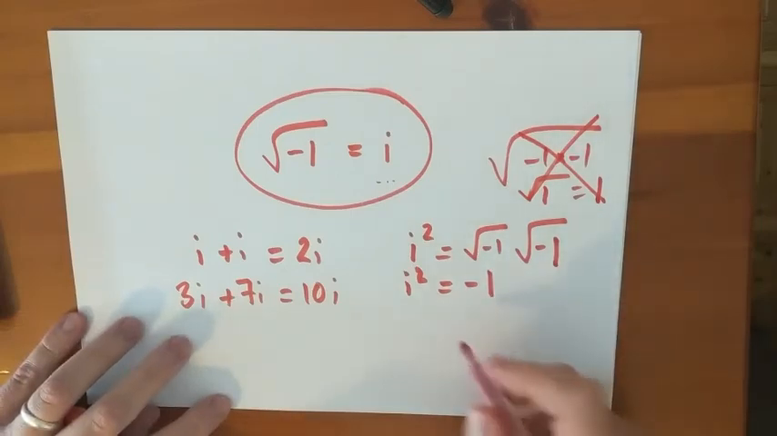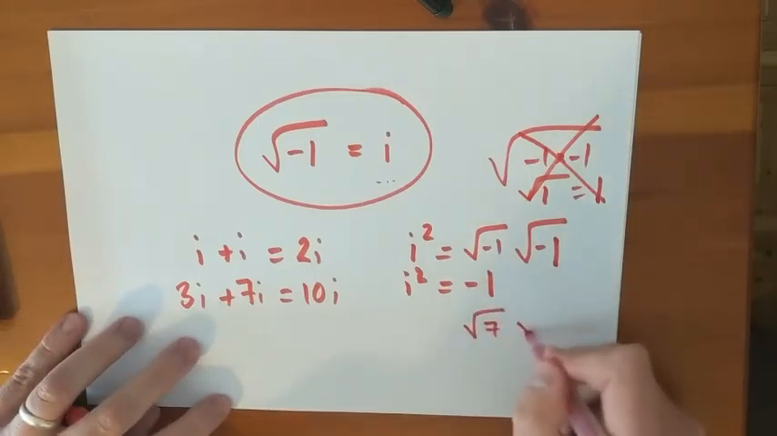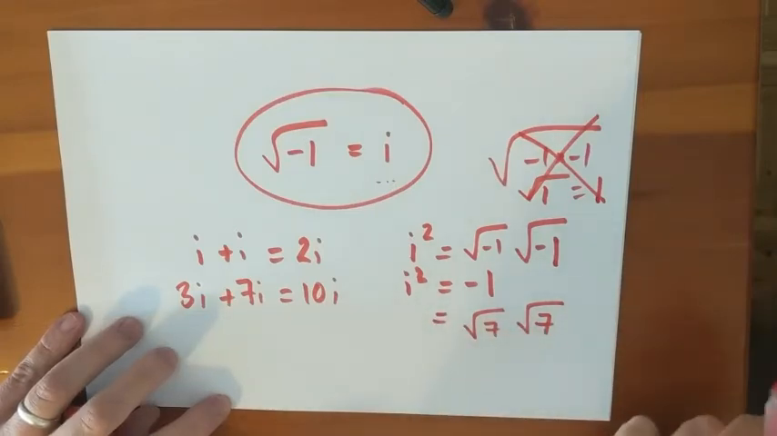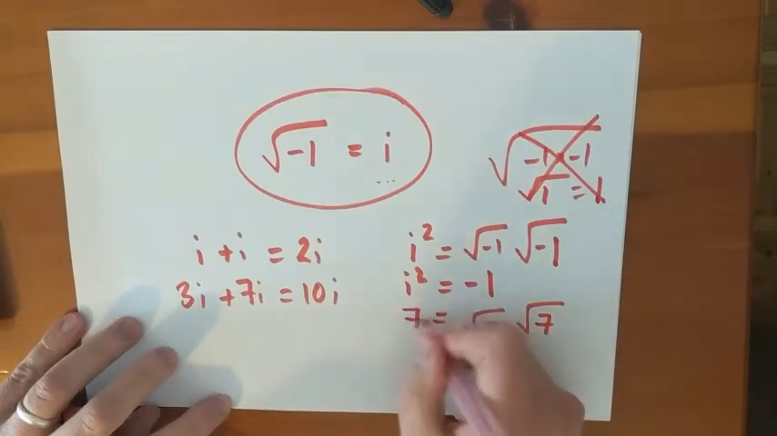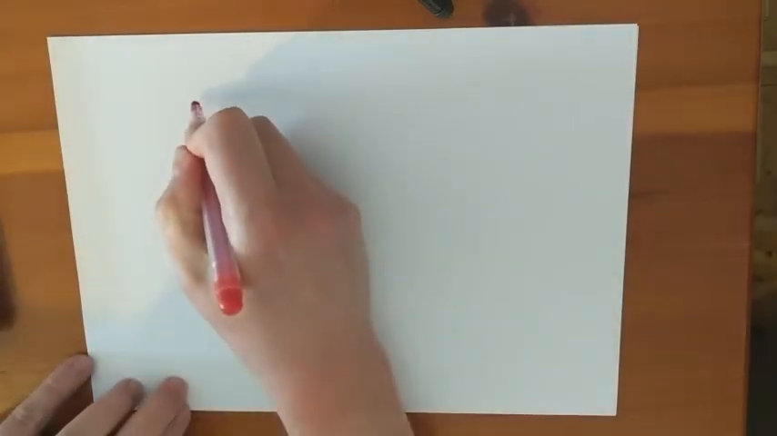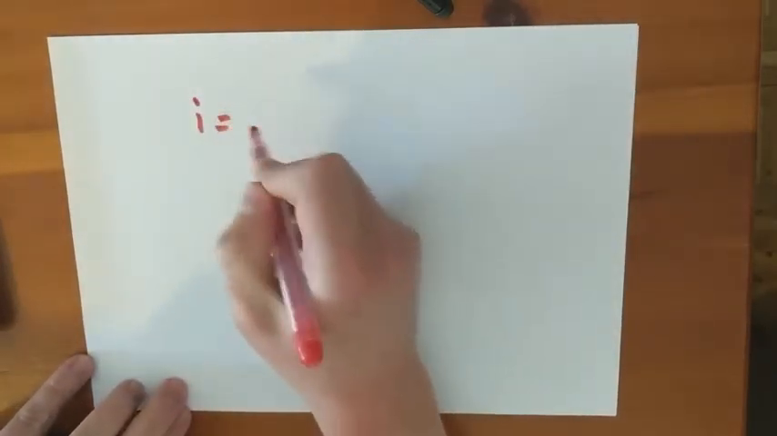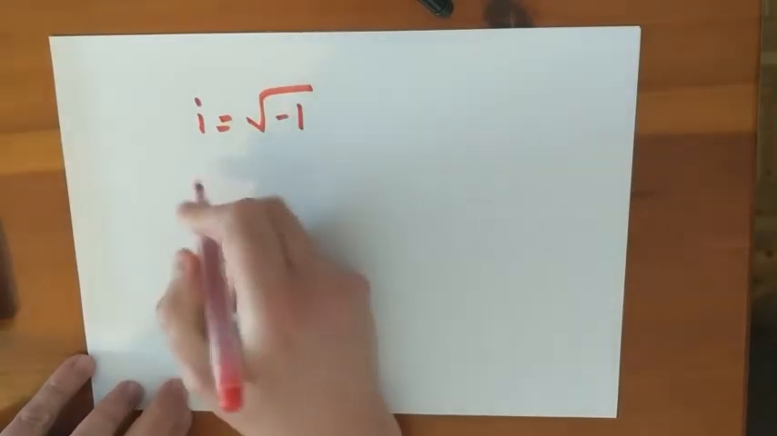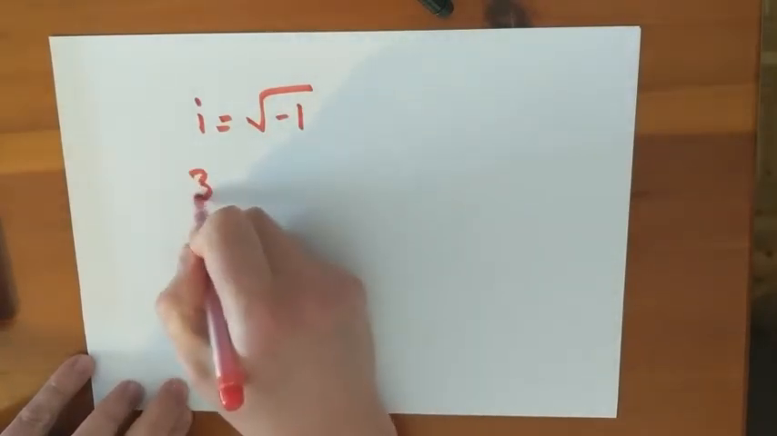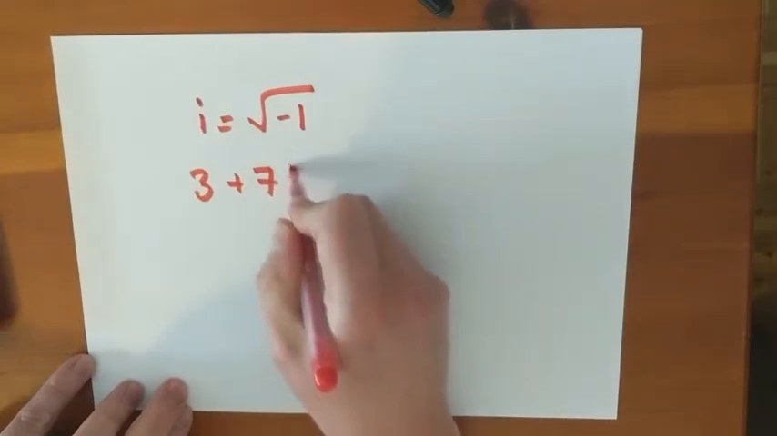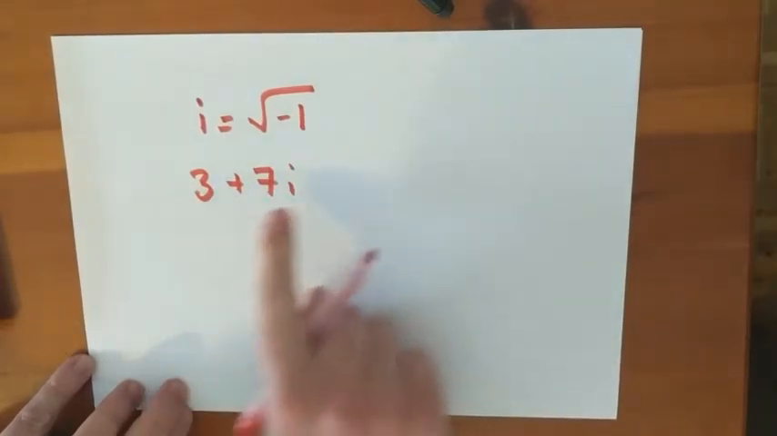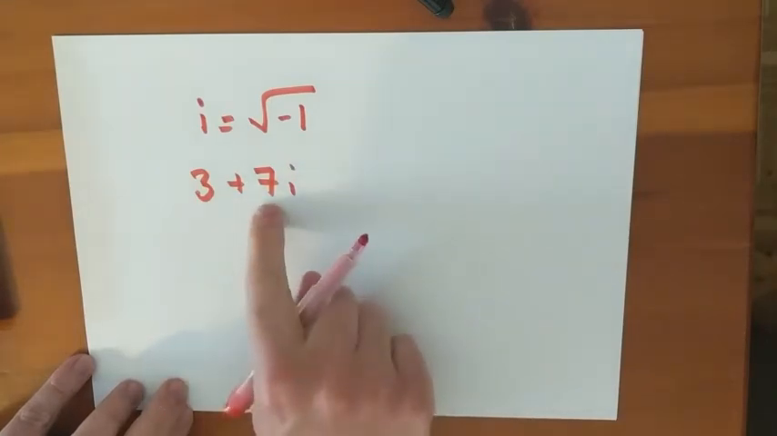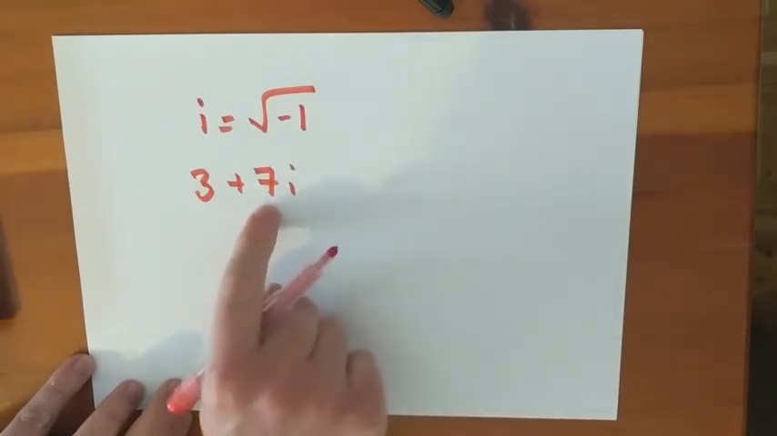Just like if I had the square root of 7 times the square root of 7, the answer for that would be the same as 7. So we have this new type of number which is called i, and it's defined as being the square root of -1. And we have complex numbers which look something like this, where you have an ordinary number at the beginning, and then you have an imaginary number at the back. But the coefficient in front of the i here is a real number.